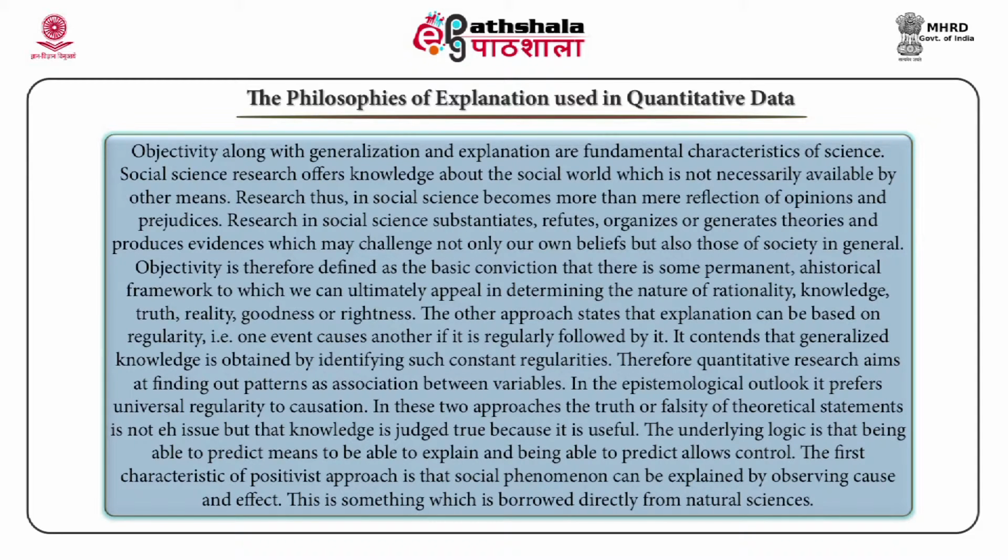The other approach states that explanation can be based on regularity, that is, one event causes another if it is regularly followed by it. It contends that generalized knowledge is obtained by identifying such constant regularities. Therefore, quantitative research aims at finding patterns as association between variables. In the epistemological outlook, it prefers universal regularity to causation. In these two approaches, the truth or falsity of theoretical statements is not the issue, but that knowledge is judged true because it is useful. The underlying logic is that being able to predict means to be able to explain, and being able to predict allows control.